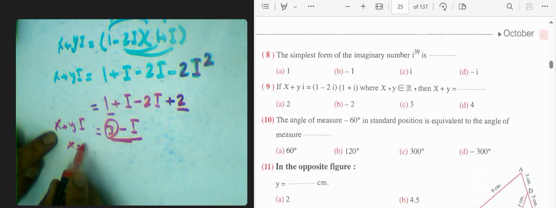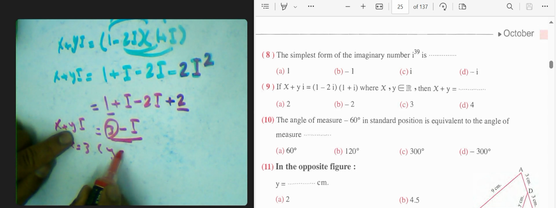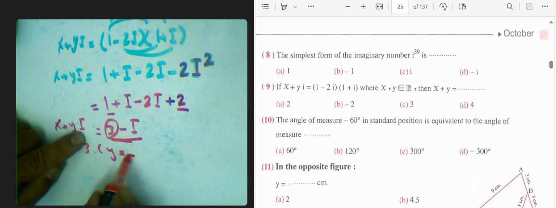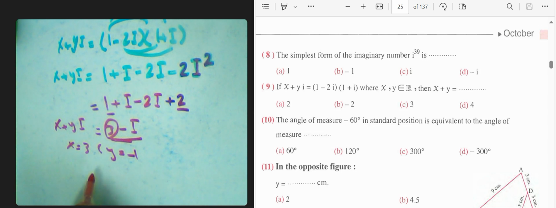X will be 3 and y, the coefficient of i, will be negative 1. We have x and y. We want to find x plus y. X here is 3, and subtract 1, equal 2. So the result will be 3 minus 1, it will be 2. Show our questions here.